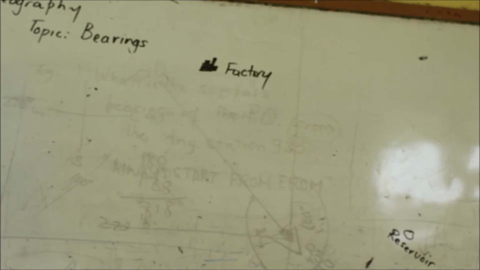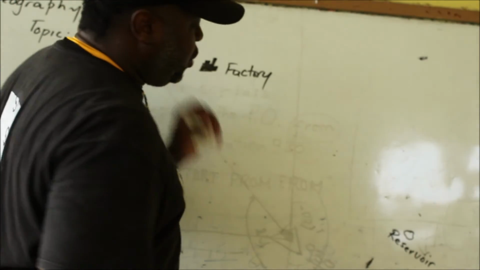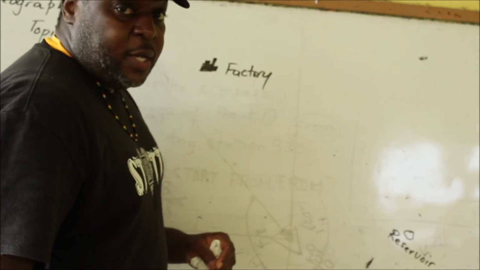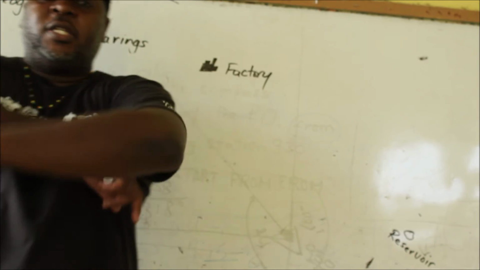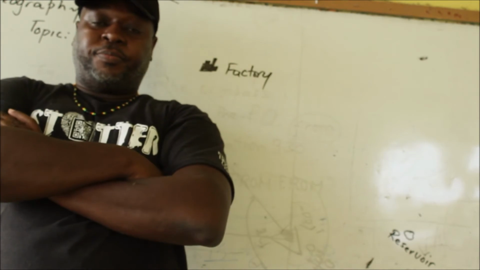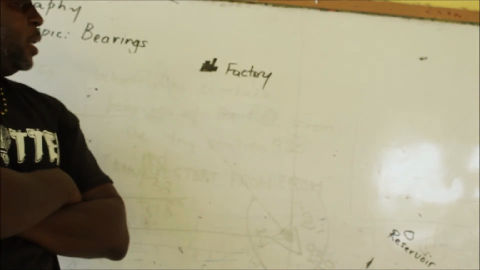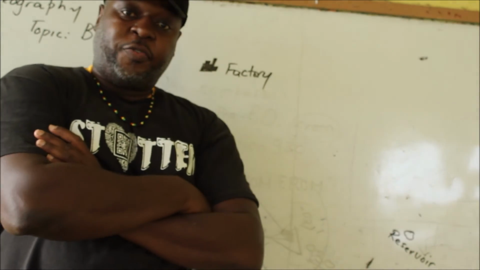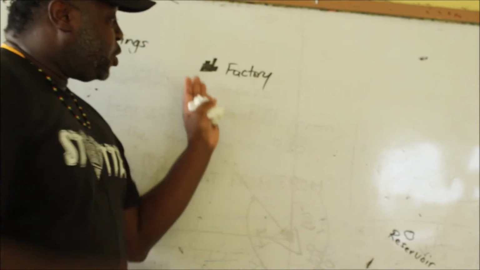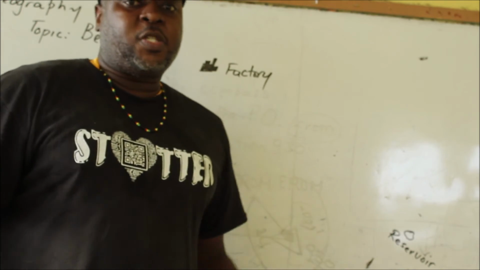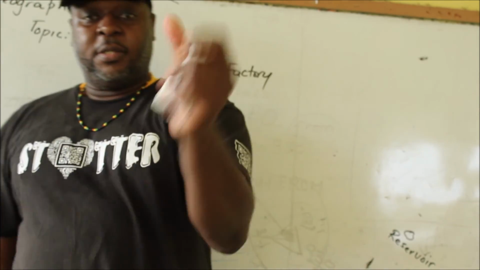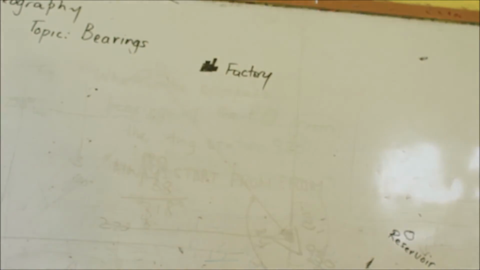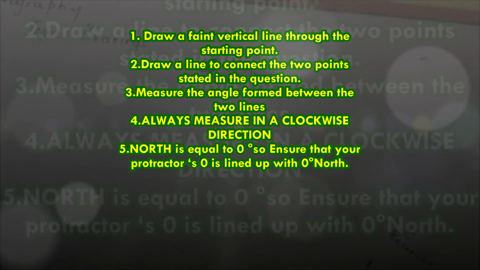Alright, so you said you want one more. So we have the factory and we have the reservoir. And the question is, what is the compass bearing of the reservoir from the factory? So we follow the same steps. I will put the steps on the screen. We're going to be following the same steps.